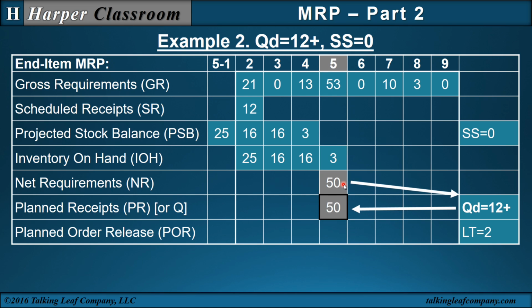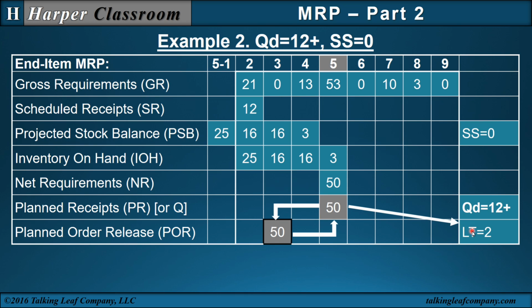I compare that net requirement with my lot size discipline, which is a minimum of 12, which means everything over 12 is lot for lot. 50 is more than 12, so it's lot for lot. If I need 50, I order 50. So my lot size Q is 50. Compare that with my lead time of 2. I come back to and have a planned order release of 50, which will generate a planned receipt of 50.